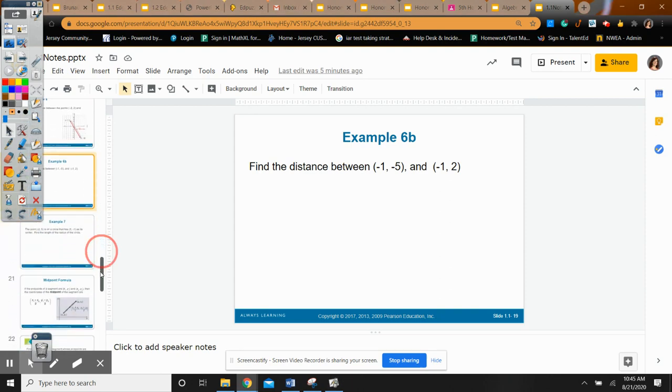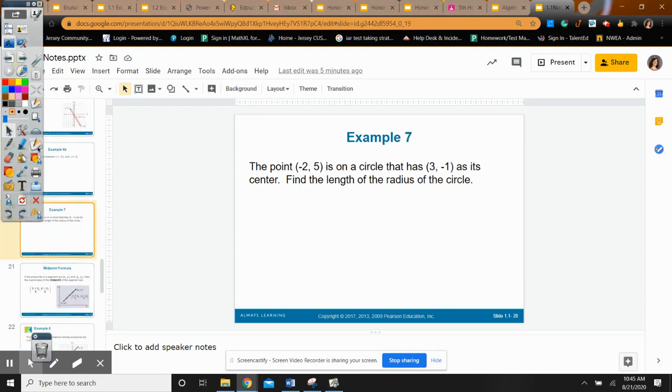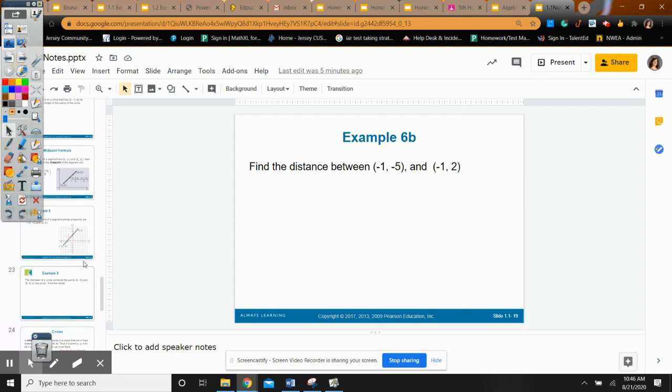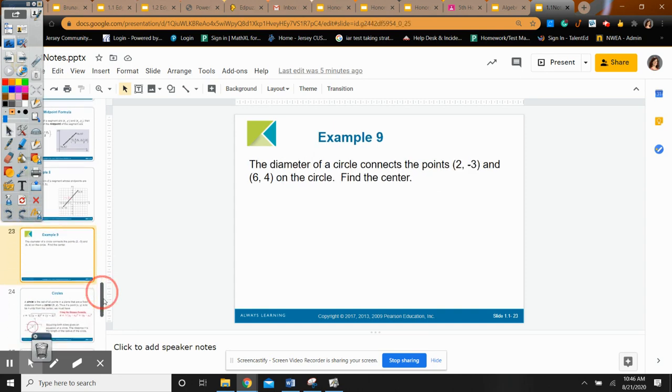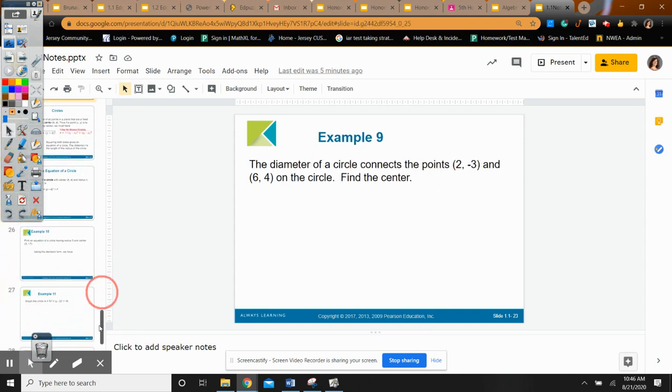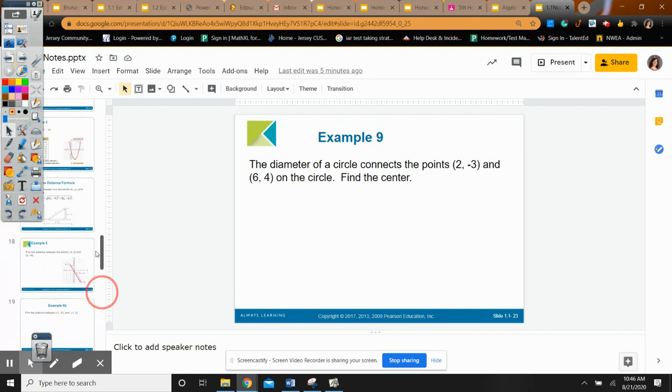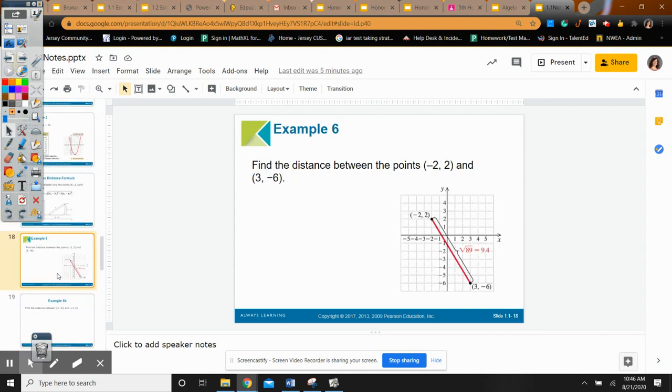On the next example, why didn't they do another one? I'm just curious. Well, they need to do another one, so we'll do another one. Oh, here's one. I must have skipped right over it.